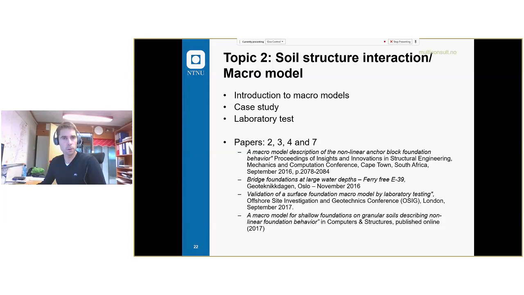We'll first have a short introduction to macro models, and we'll look at a case study and the laboratory testing which we did for this work. It's also published in papers which I've called 2, 3, 4, and 7. It presents both theory and laboratory work. It's all enclosed in the thesis.